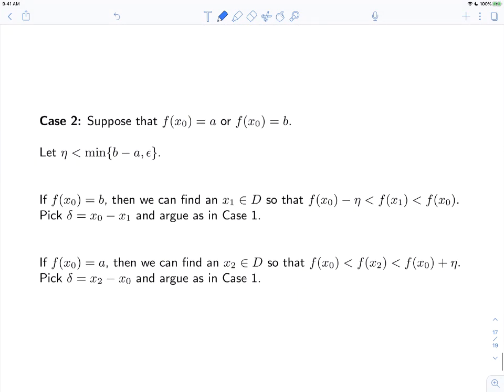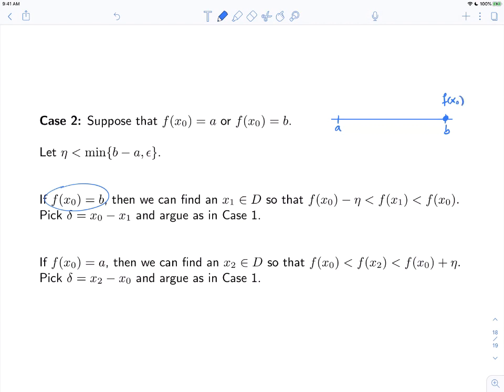Now we only did case 1, but case 2 is actually similar. In case 1, we were assuming that x0 was in the inside of the interval, so it wasn't an endpoint. In case 2, we can suppose that x0 is one of the endpoints, either a or b. Well, it can't be both, but one or the other. So we do the same thing. You just choose an eta sufficiently small. So you have a and b, and suppose, for example, that f at x0 is b. So that means that this one right here is f at x0.